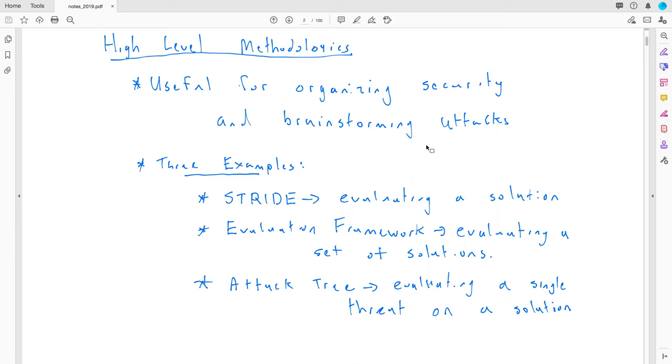And then attack tree is like Stride. Maybe I should order it differently, but I do attack trees at the end because I spend more time on them. But they're kind of like Stride in the sense that they let you start thinking about how you're going to attack a system. It's a methodology like Stride that you apply to a single solution. So you have 1 thing that you're looking at and you're thinking about how you're going to break it.